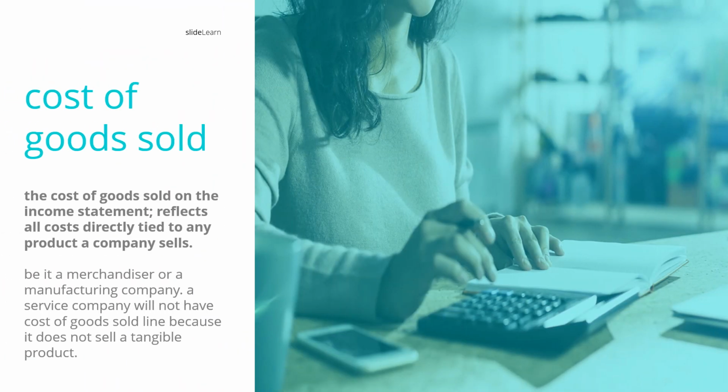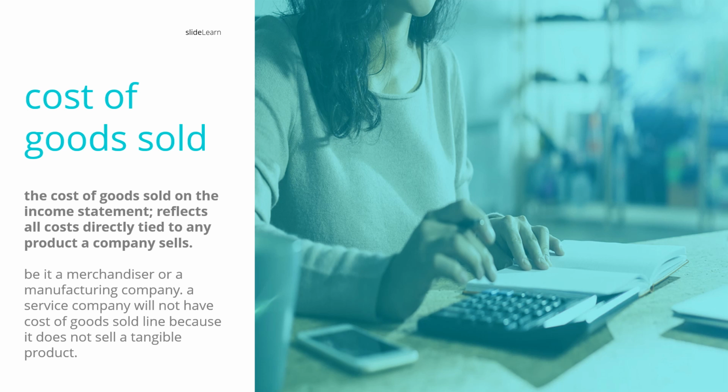The cost of goods sold on the income statement reflects all costs directly tied to any product a company sells, be it a merchandiser or a manufacturing company. A service company will not have a cost of goods sold line because it does not sell a tangible product. Because merchandisers sell products they purchase from manufacturers, their cost of goods sold is fairly easy to compute. That's because merchandisers have only one type of inventory to keep track of: the goods they purchase for resale. As we noted earlier in the section, a manufacturer has several different types of inventory, so figuring its cost of goods sold is a little trickier.